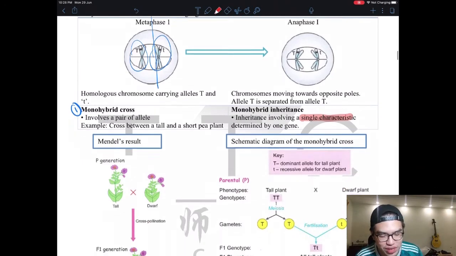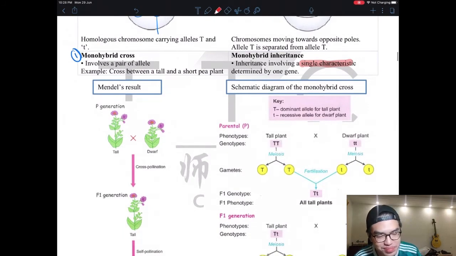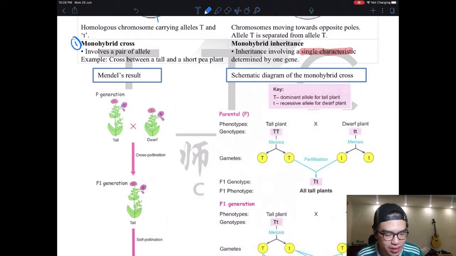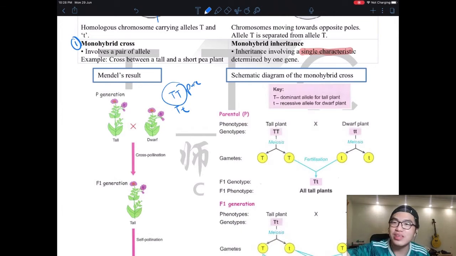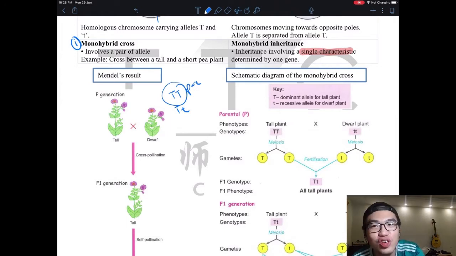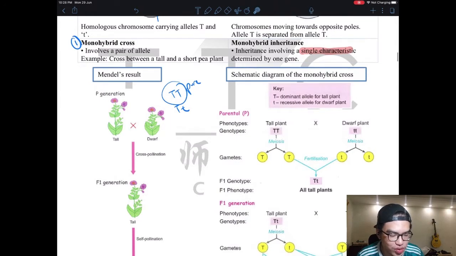So what did he do? He took a pure breed tall plant. What does pure breed mean? A tall plant can be big T, big T, or big T small t. Pure breed means big T, big T. How did he know whether it is pure breed or not? Don't ask me, that is his problem. Let's just assume he knew. So he took a pure breed tall plant, and then he took a dwarf plant, a short plant.